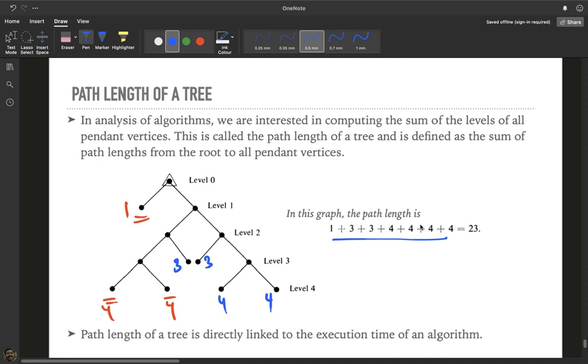The path length of a binary tree is directly proportional to the execution time of an algorithm, so this gives an idea of the execution time of an algorithm. The pendant vertices are where your algorithm terminates, so the time taken to reach the pendant vertices is the time taken to execute that program. So that is the final idea. That's all. Thank you.